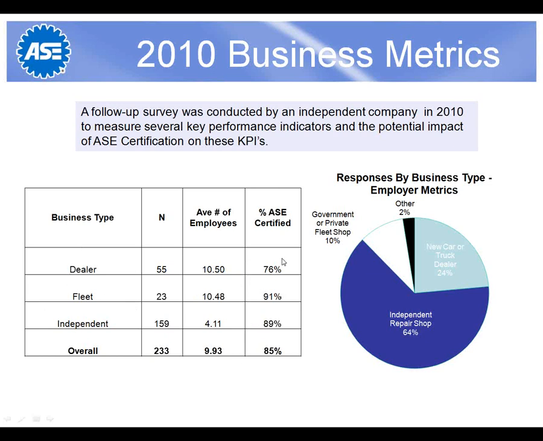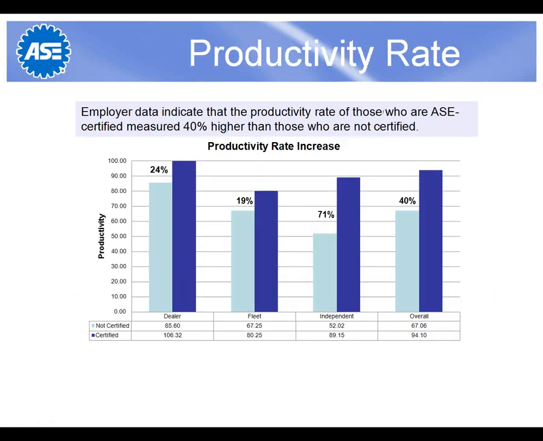And you can see nobody was 100% certified, but the dealers had about 76% of their employees certified. The fleets had about 91%, and the independents had about 89%. Overall, shops had about 9.93 employees, and about 85% of them were ASE certified. So they had a frame of reference to compare the performance of one to another. And here's what they found.